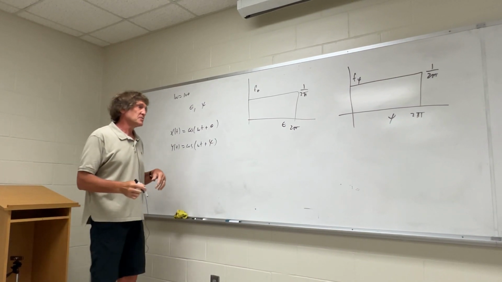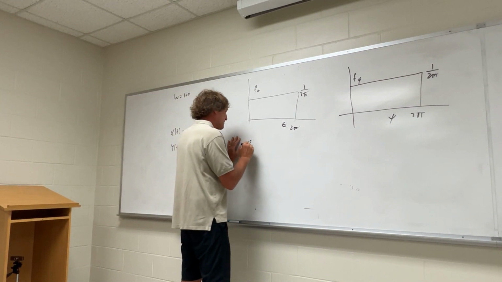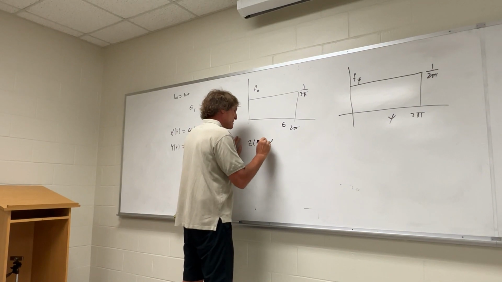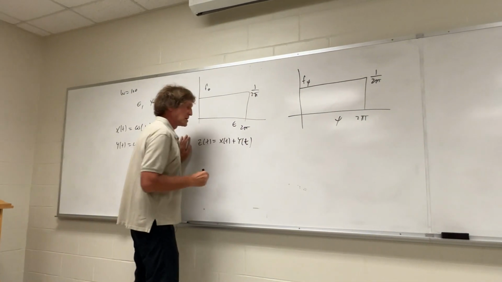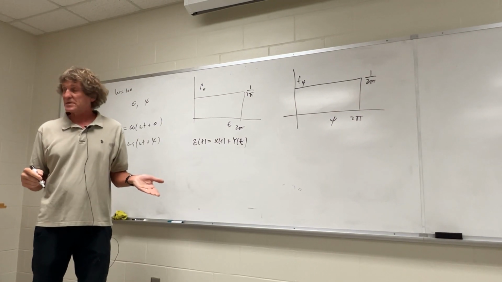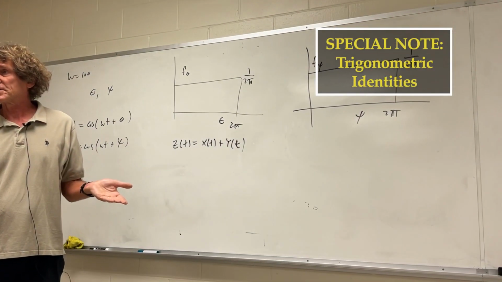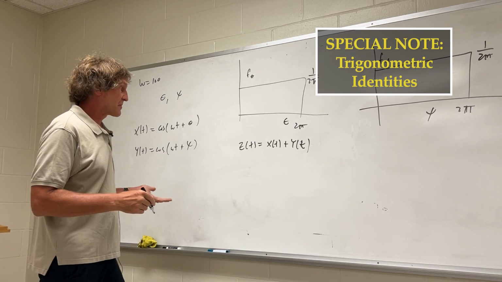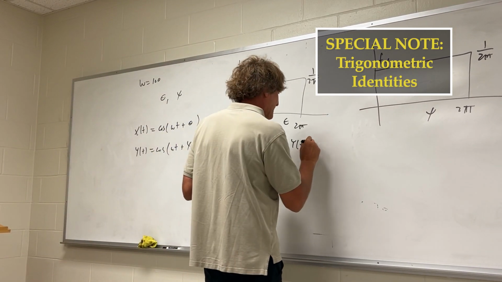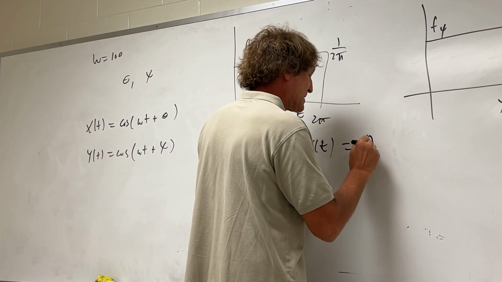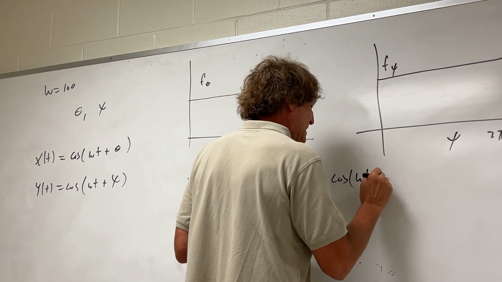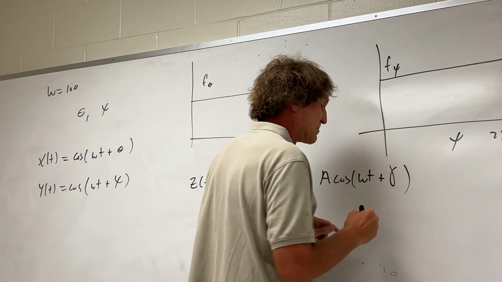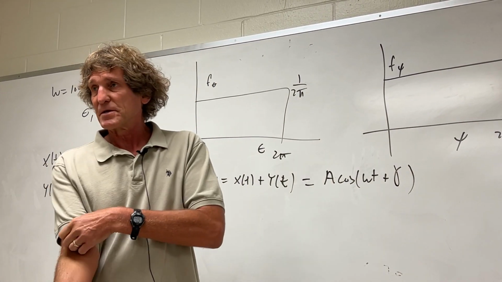Then he creates a new variable, z of t, and that's equal to x of t plus y of t. Now, the real trick at this point, the next step, is going to be trig. It basically boils down to, we're going to have to find out a relationship. Now, z of t is going to be given as a cosine of omega t plus, and I'm using this symbol. He uses a different symbol, but I'm using that symbol, okay?